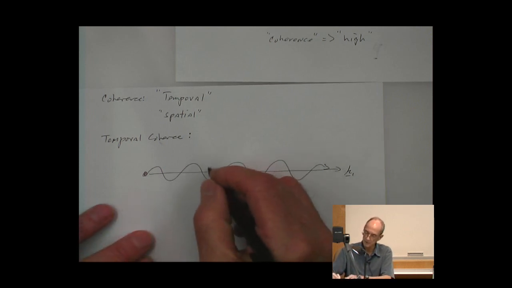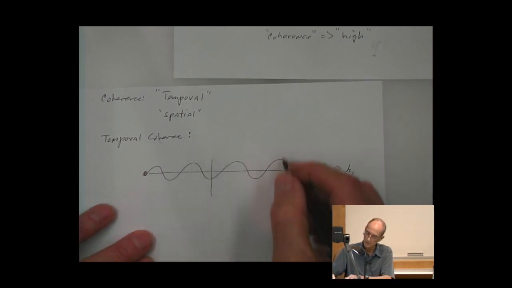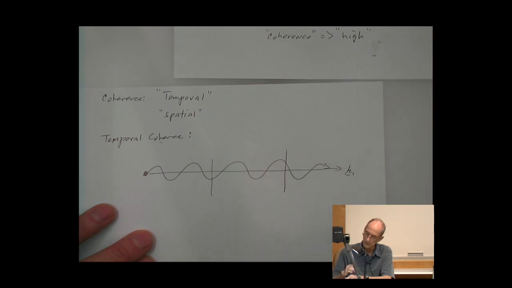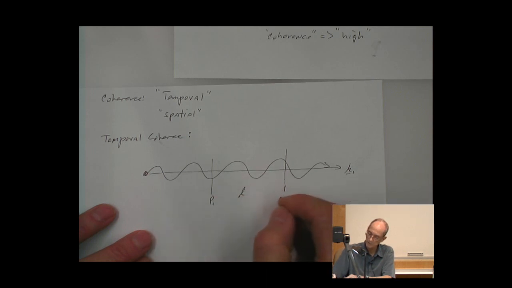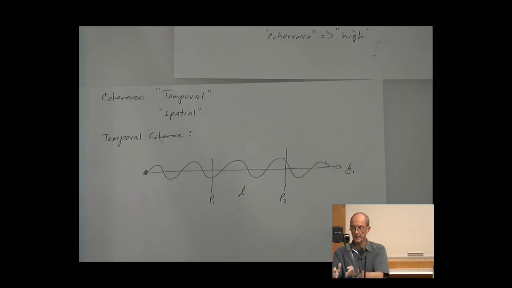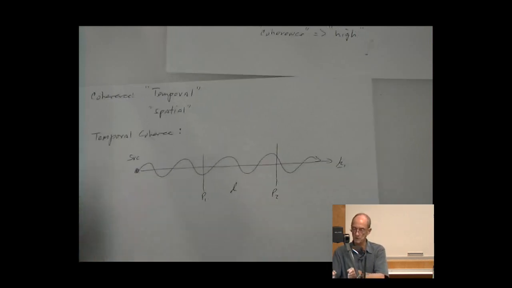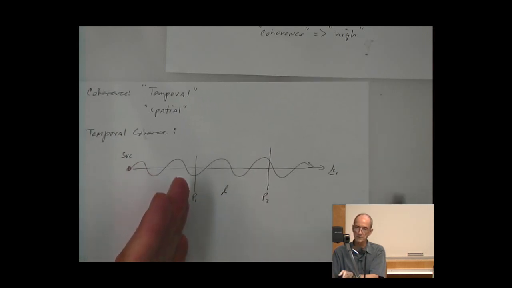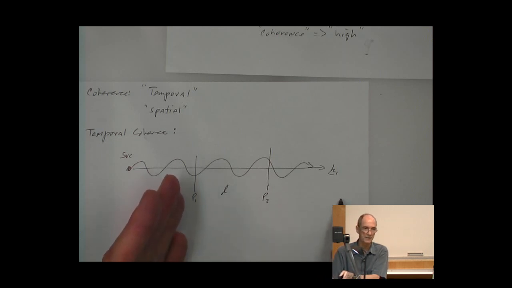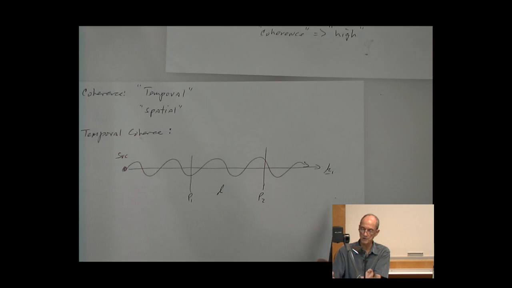If we were then to sample this at 2 locations, and it doesn't really matter where, some distance apart at P1 and P2. So here's our source, we have the field propagating, and we sample it at distances that are further and further apart. When the fringes that we would see wash out, that would be an indication of what the temporal coherence length is for that source. So when we talk about coherence, it's really with regard to a source.